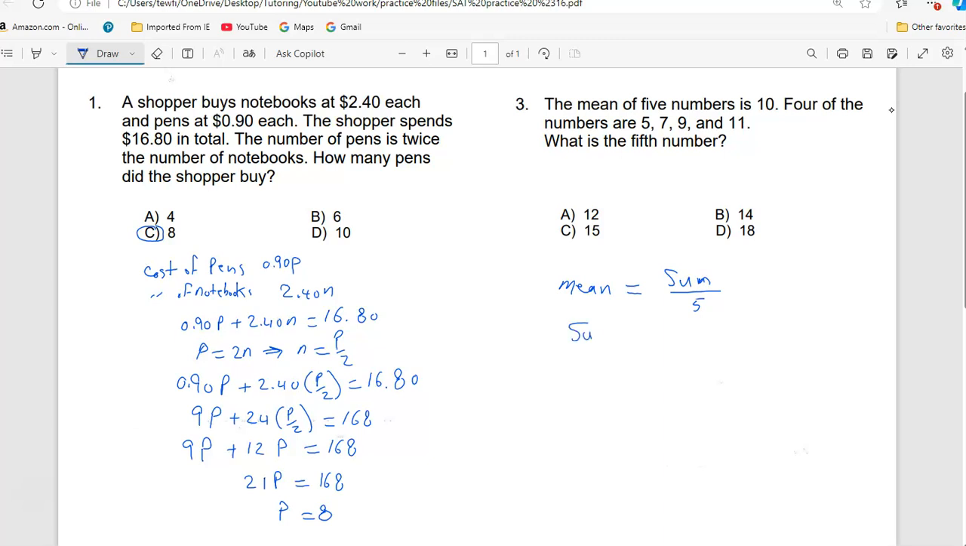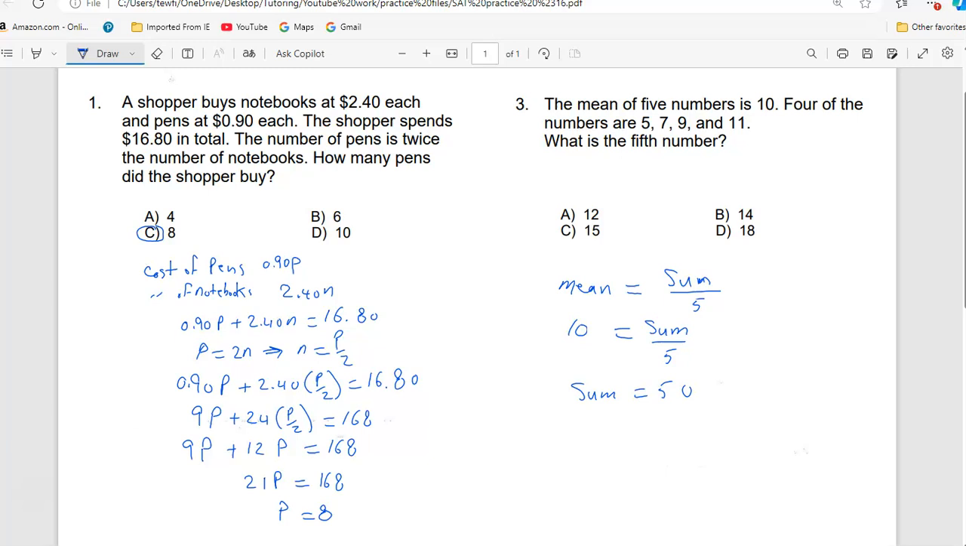So the sum equals 5 times the mean. Let's do it this way so you don't get confused. Let's multiply both sides by 5. What is the mean? They said the mean is 10. So 10 equals the sum divided by 5. That means the sum equals what? If you multiply both sides by 5, it's 50. The sum equals 50.